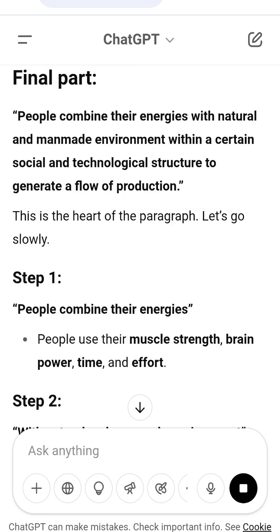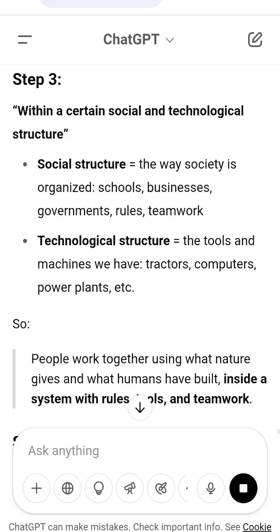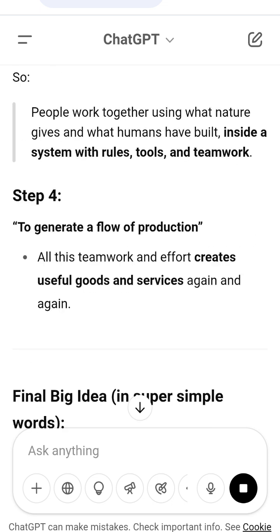Step 5. What happens after production starts? 1. People earn income. They get paid for their work. A teacher teaches, a builder builds, a farmer sells food. 2. People collect wealth. They save money, buy land, build homes, start shops. Over time, this grows into bigger businesses and better lives.